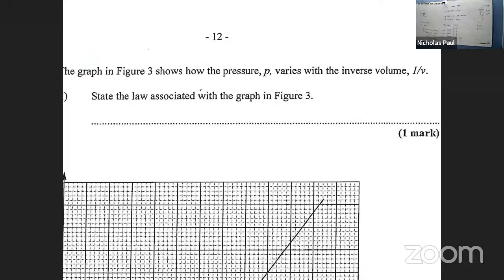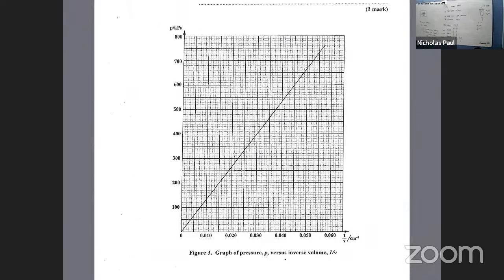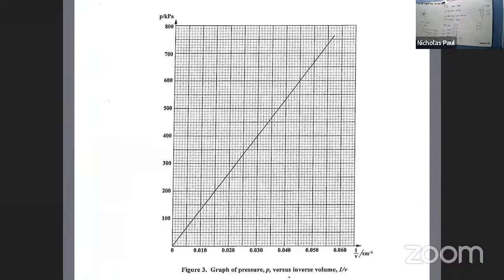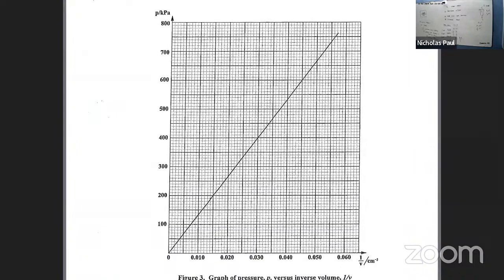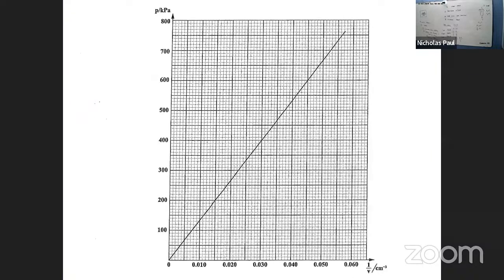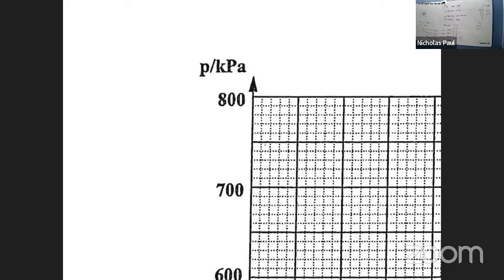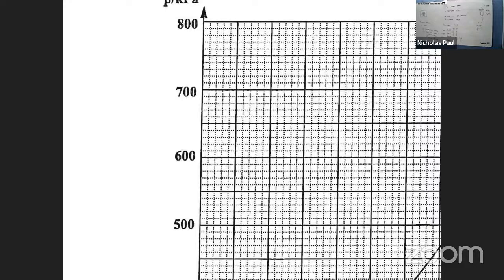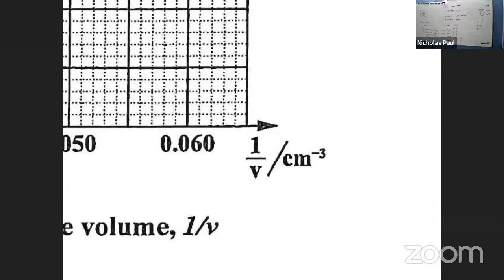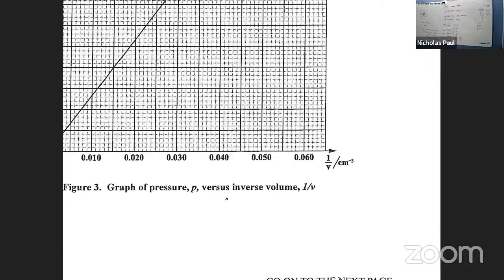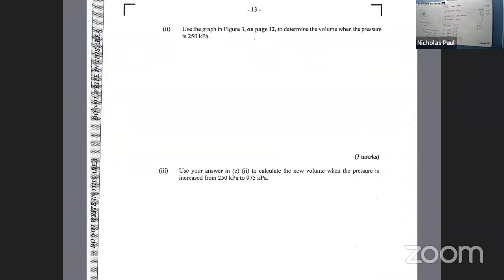And what's constant in Boyle's law again? Remember? Temperature. Here's the graph. But we need the graph now. Look at the graph. You have a nice straight line. Your pressure values are in kilopascals and your volume values in cm3. Use the graph to determine the volume when the pressure is 250.